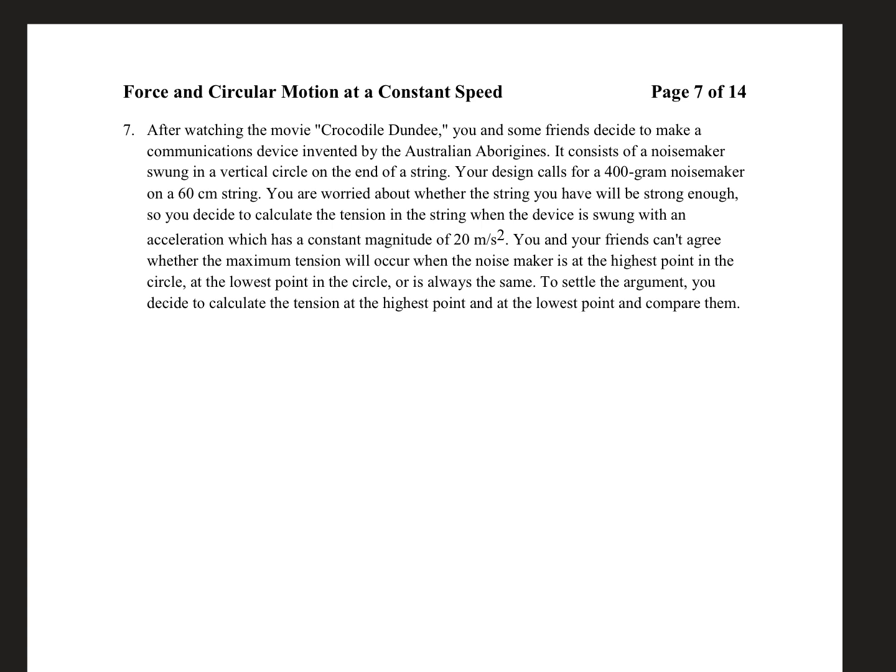So here's this situation, a Crocodile Dundee movie. If you've seen that, you remember the noisemaker the Aborigines had, this thing on a string and it made some noise. That's how they communicated. And you decided you're going to make this, okay? And so we have a 400 gram noisemaker.